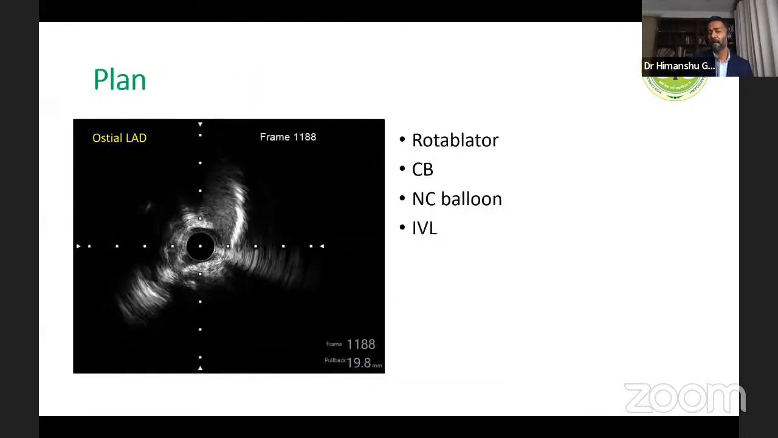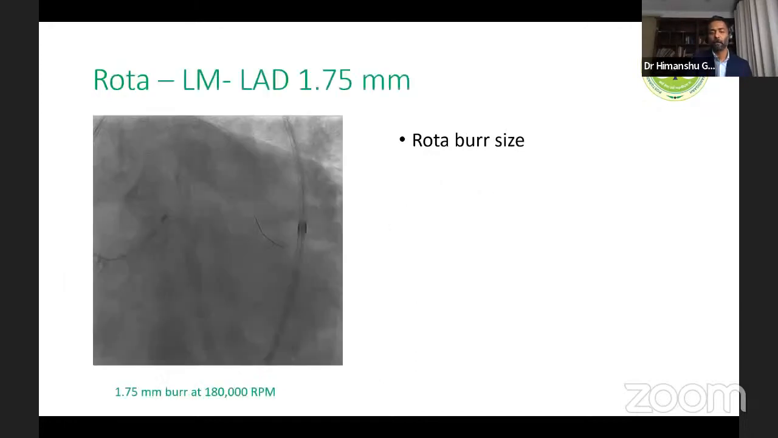So there are many devices to treat calcium, but from the experience that we have, whenever you have nodular calcium with a tight lumen, I think rotablator is the best device. We should not even think about cutting balloons, super balloons and IVL. We should ablate it as much as possible.